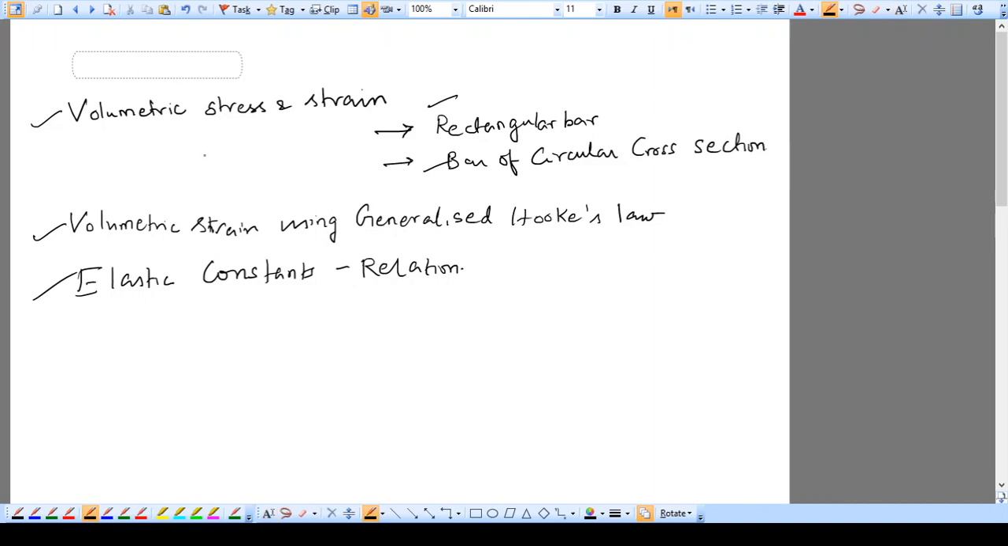Welcome students. In this lecture we will be seeing volumetric stress and strain, volumetric strain of a rectangular bar and volumetric strain of a bar of circular cross section. Then we will be deriving the volumetric strain equation using generalized Hooke's law. Then we will be deriving the relationship between the three elastic constants.